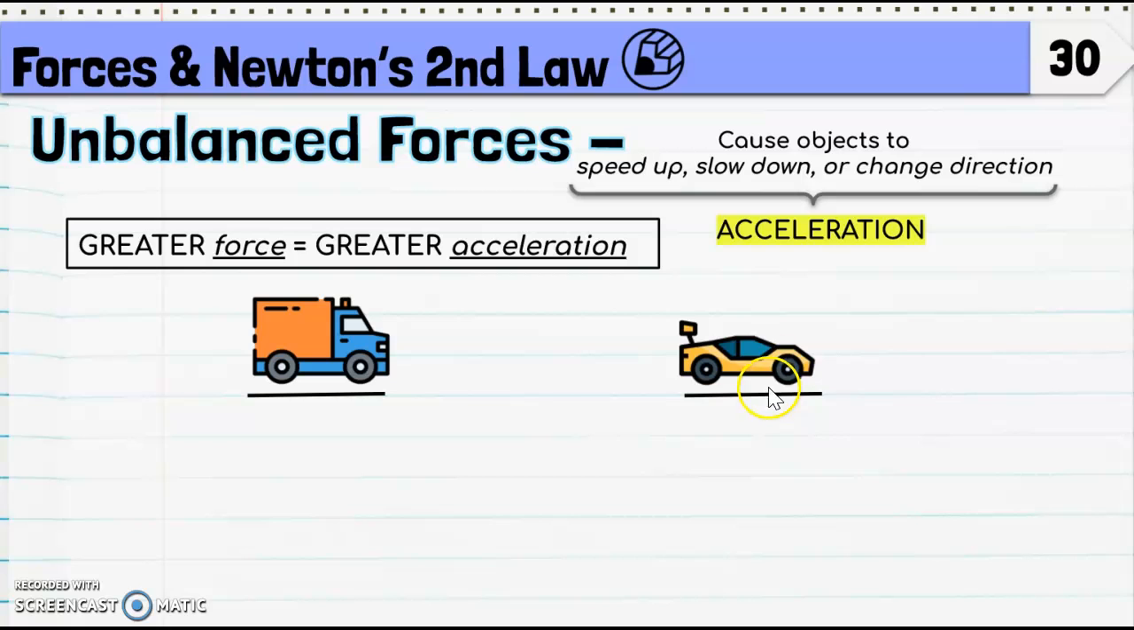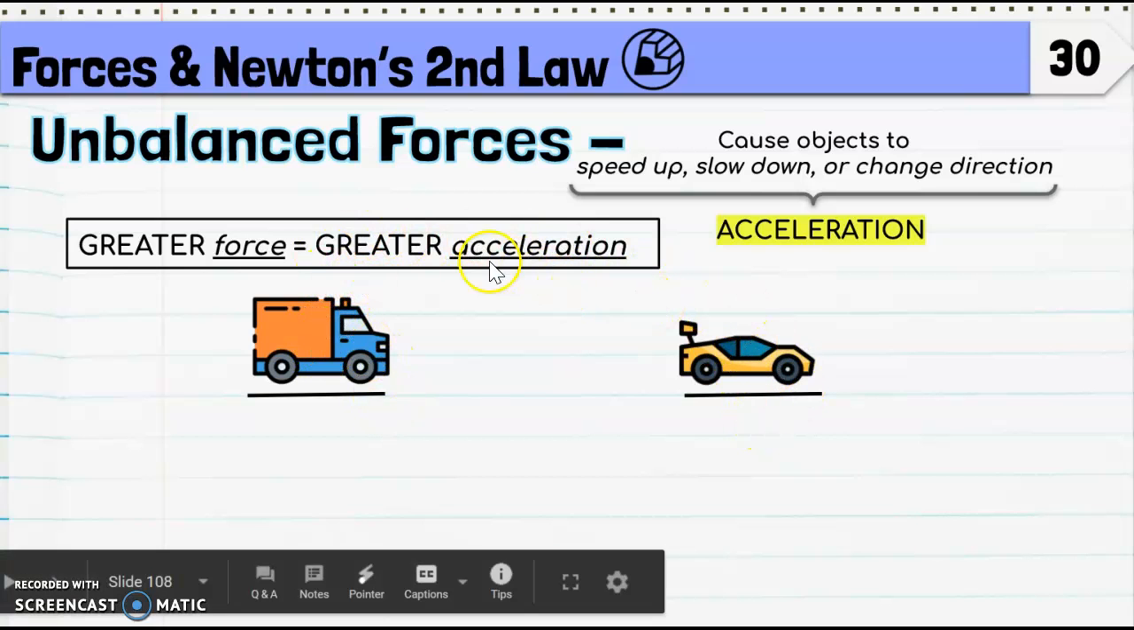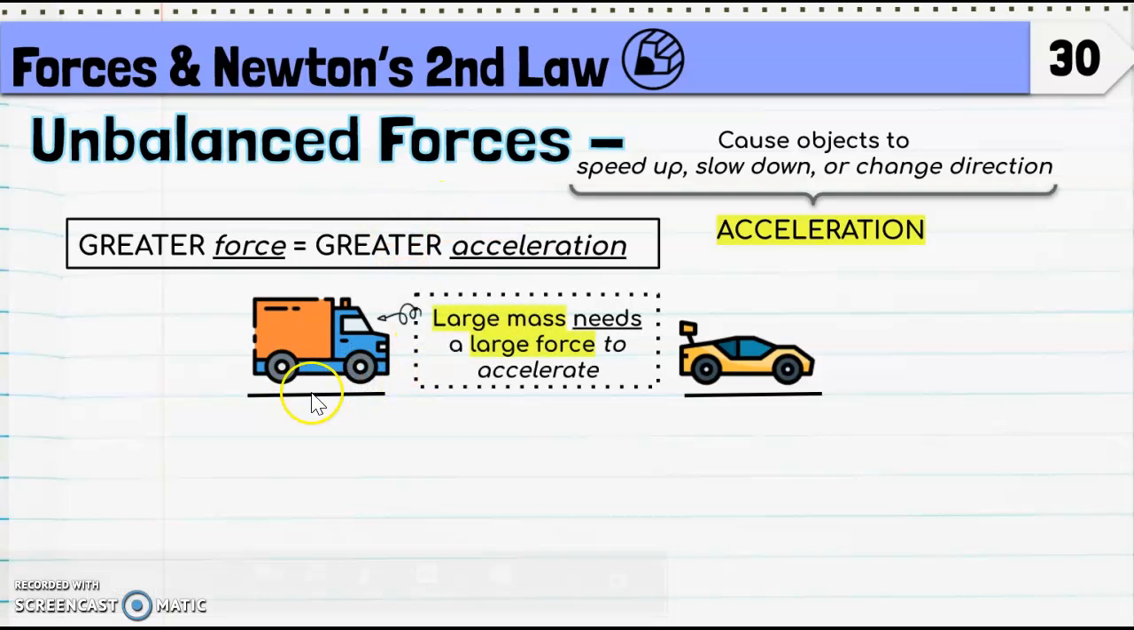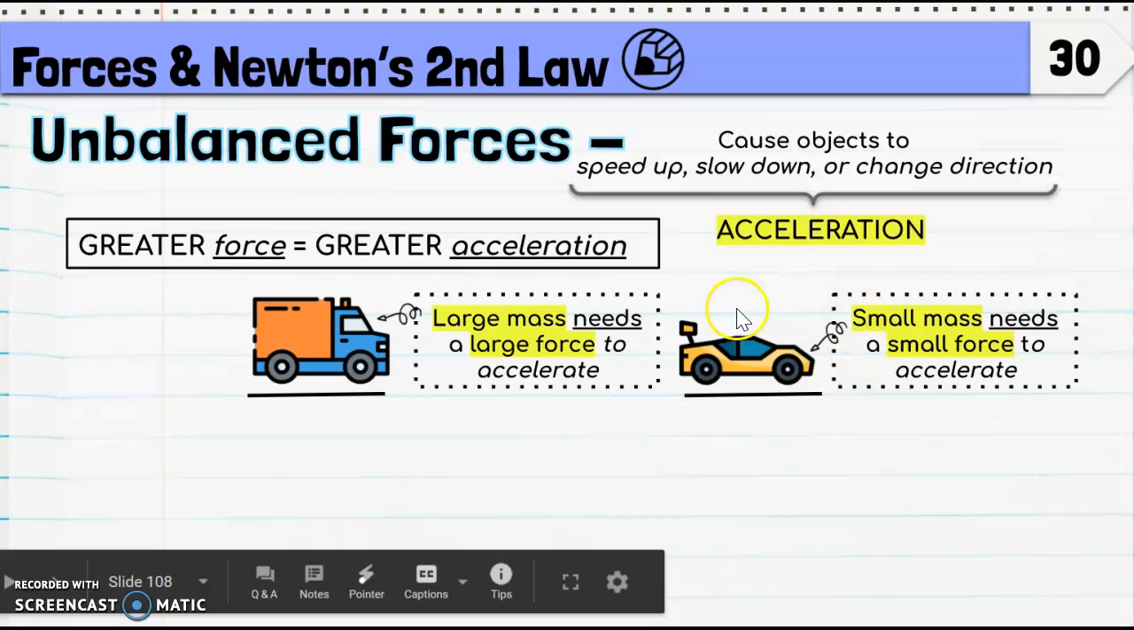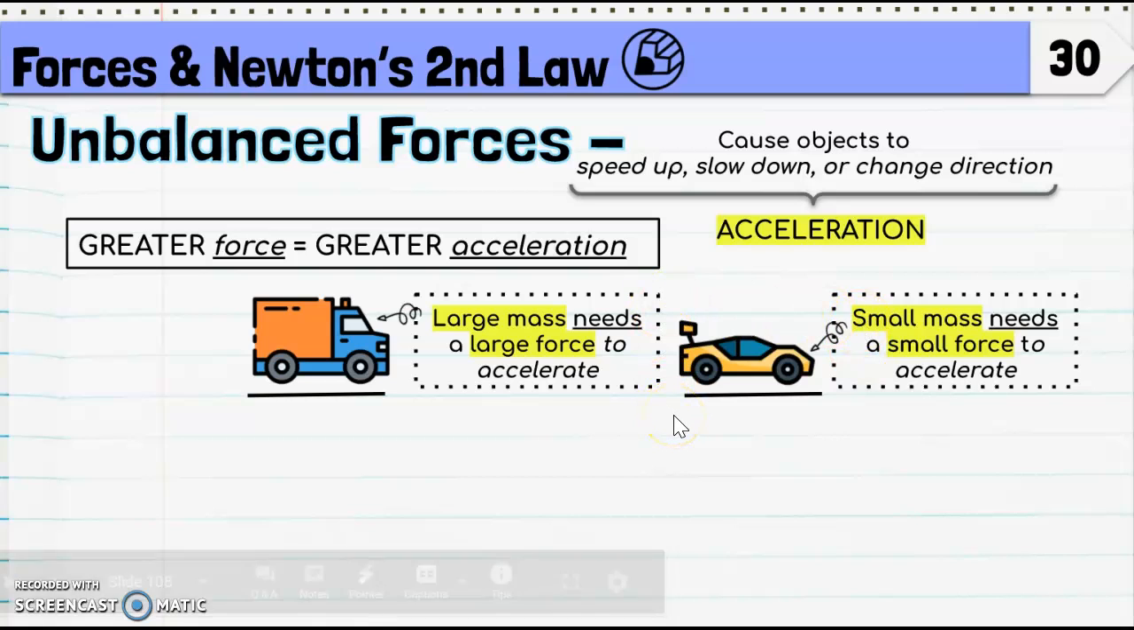But then comparing the two, thinking back to what we talked about in our last lesson, we also know that mass also plays a part in acceleration. So with this big truck, there's a large mass, so it would need a large force to accelerate. In a sports car, there's a small mass, so it would need a small force to accelerate. So if both of these vehicles were at a red light and they applied the same force to the pedal when it turned green, since this vehicle has a smaller mass, it could accelerate faster than the truck.